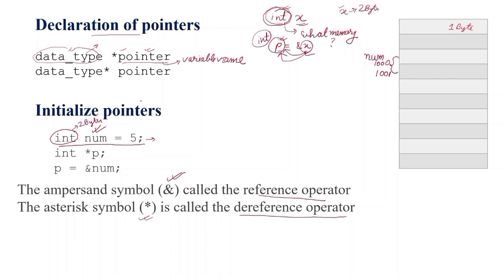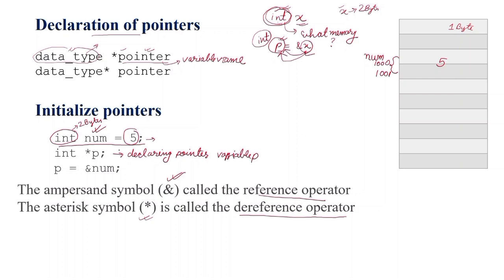Now what value are you going to keep in this? Num is equal to 5. So these memory cells will store the value 5 in it. So when you execute the first line, this is what is happening. Now we see int star p. What are we doing here? We are declaring a pointer variable, that is p.